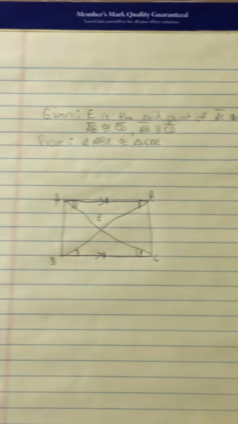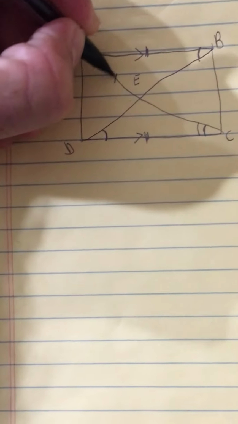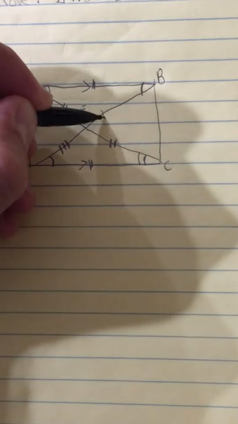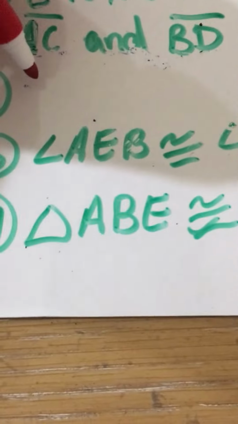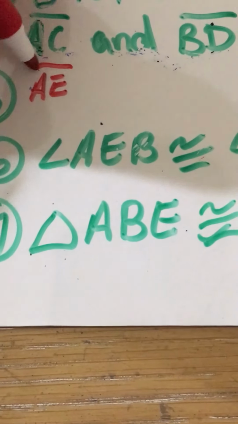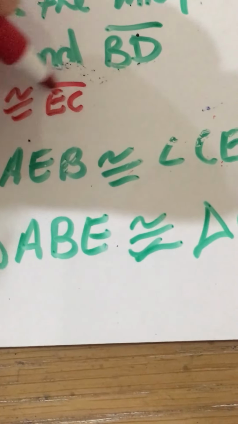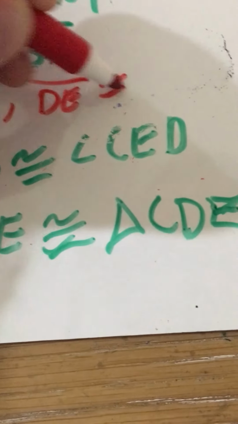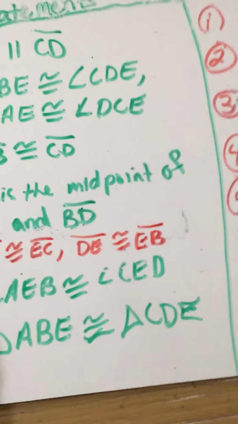So if we look back over here, we know that if it's a definition of a midpoint, that means that AE is congruent to EC, and that DE is congruent to EB. So we'll go ahead and mark that, and then we'll actually write this. So we have line segment AE is congruent, make our little sign, to EC, and line segment DE is congruent to EB. That is the definition of a midpoint.